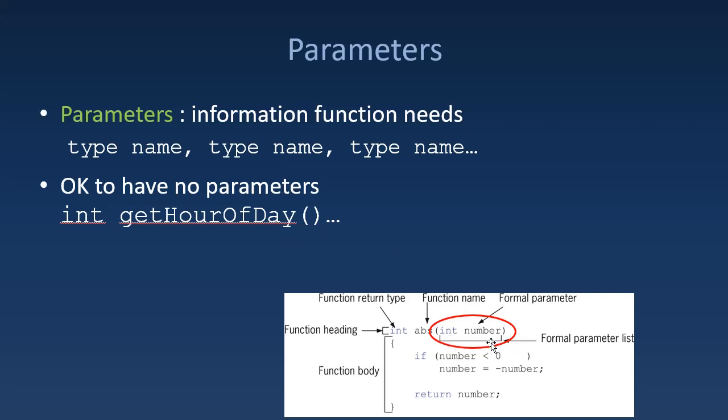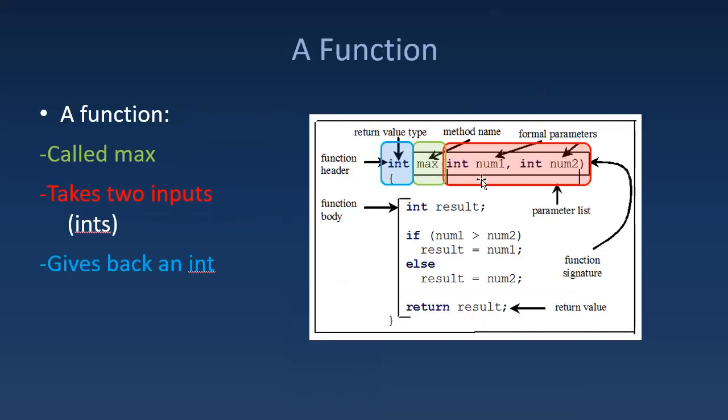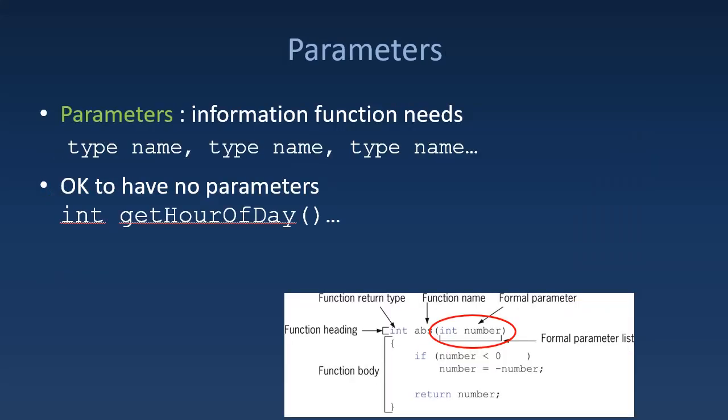That is the extra information the function is going to need to do its job. And there may be one parameter, there may be multiple parameters. Here's a function ABS that has one parameter. Earlier we saw the max function that has two parameters, so they're separated by a comma. Each one has a data type and the name of the piece of data that it describes. This is how we get information into a function.